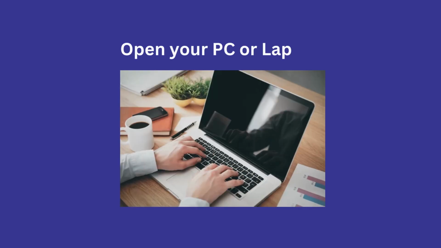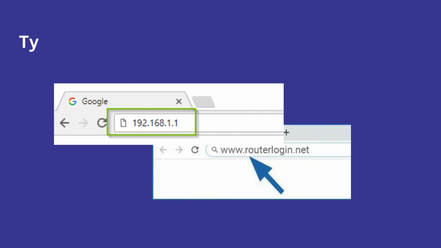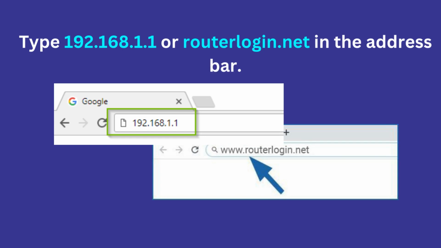Open your PC or laptop. Open a web browser of your choice. Type 192.168.1.1 or routerlogin.net in the address bar.